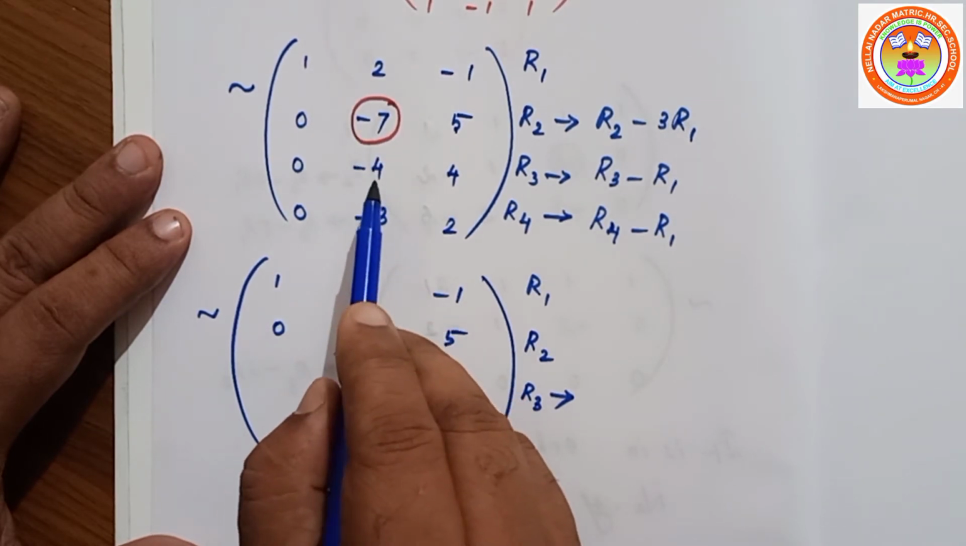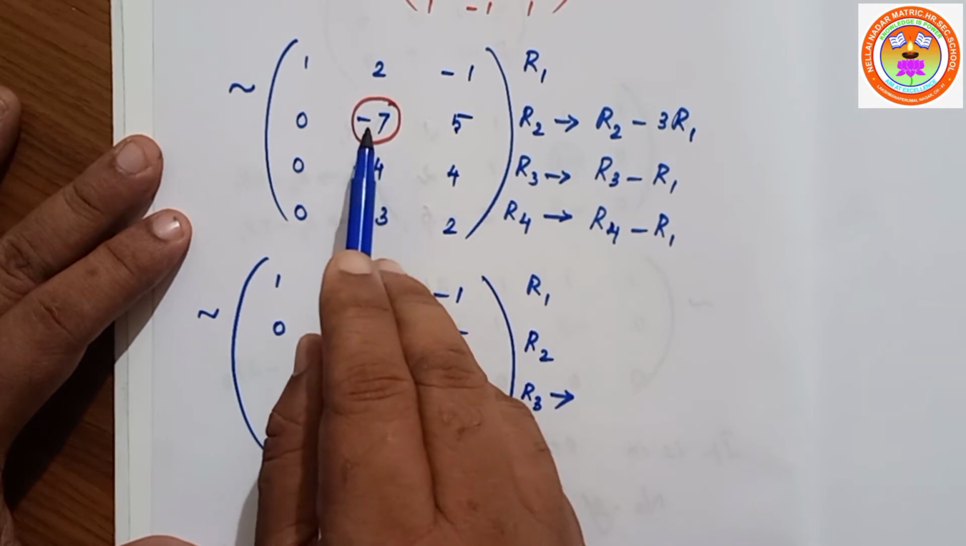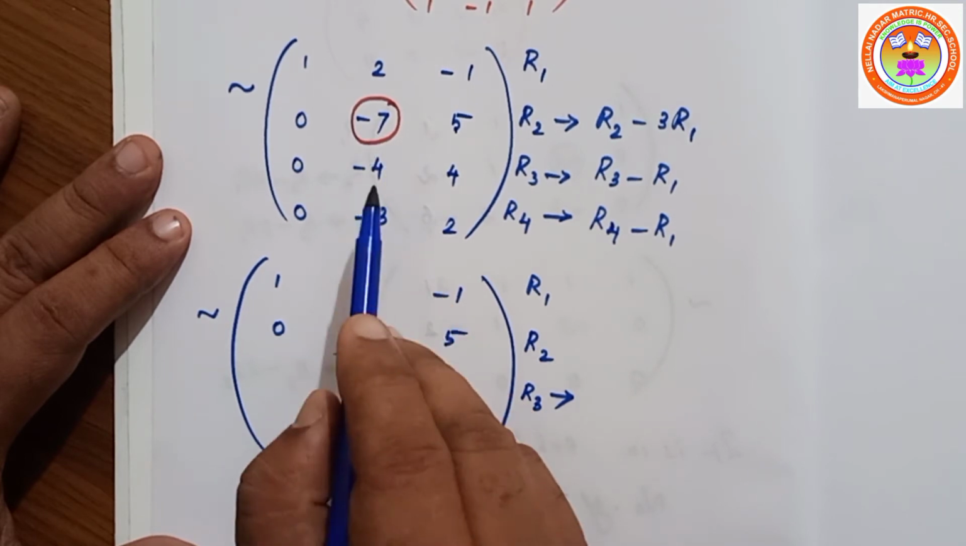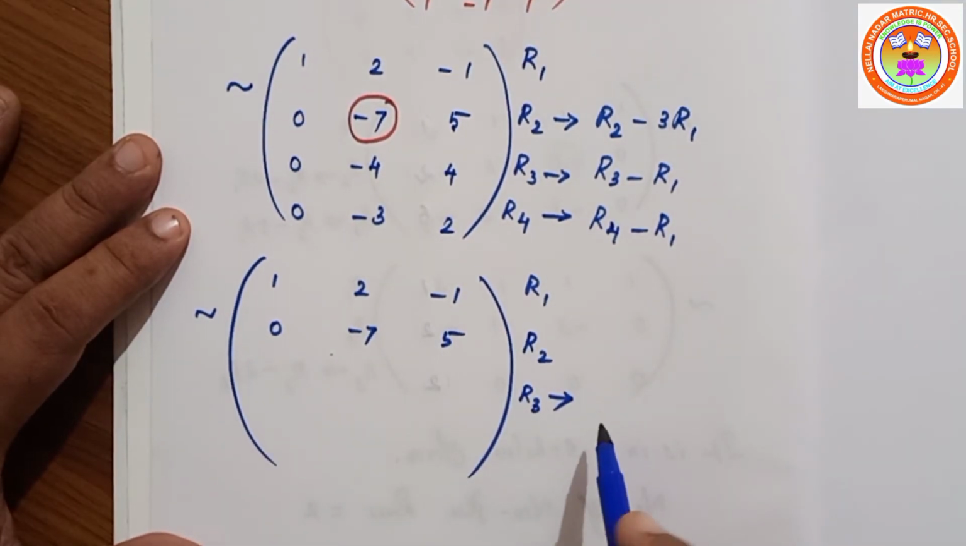Now R3 implies, listen carefully, it has to be 0, here 7, here 4. So what to do? You multiply this number by 7, this one should be multiplied by 4. Then only can get the same number, correct? 4 7s are 28, 7 4s are 28. So I am multiplying R3 by 7.